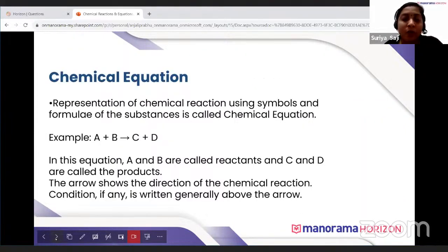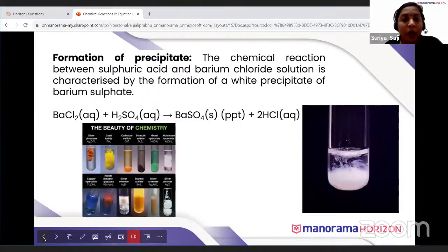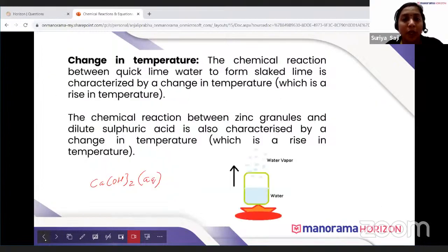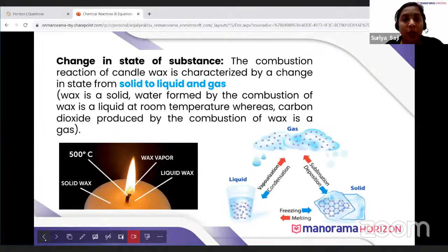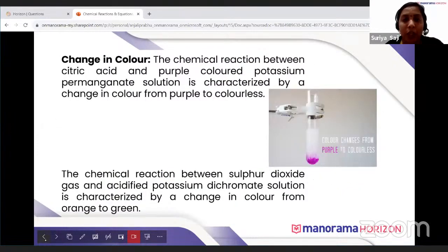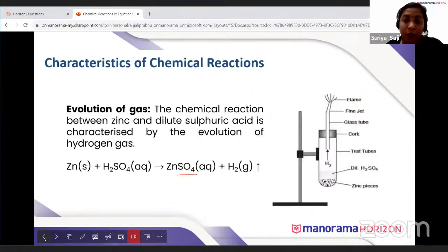Do you have any doubts till now? We have discussed the formation of precipitate, change in temperature, change in state, change in color, and evolution of gas. These are some of the characteristics of chemical reactions. Do you have any doubts here?